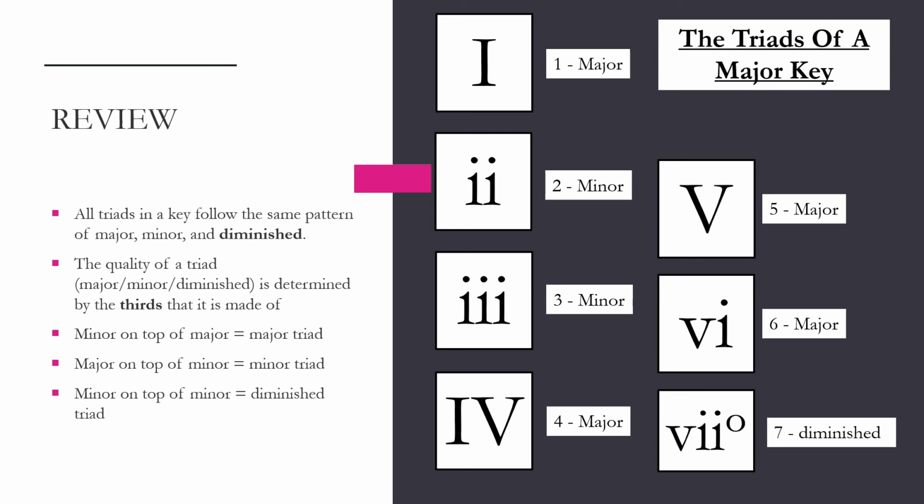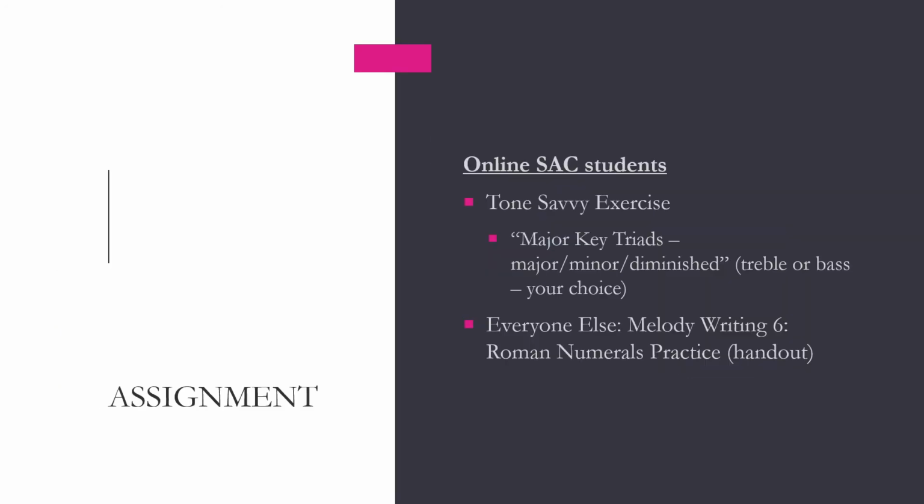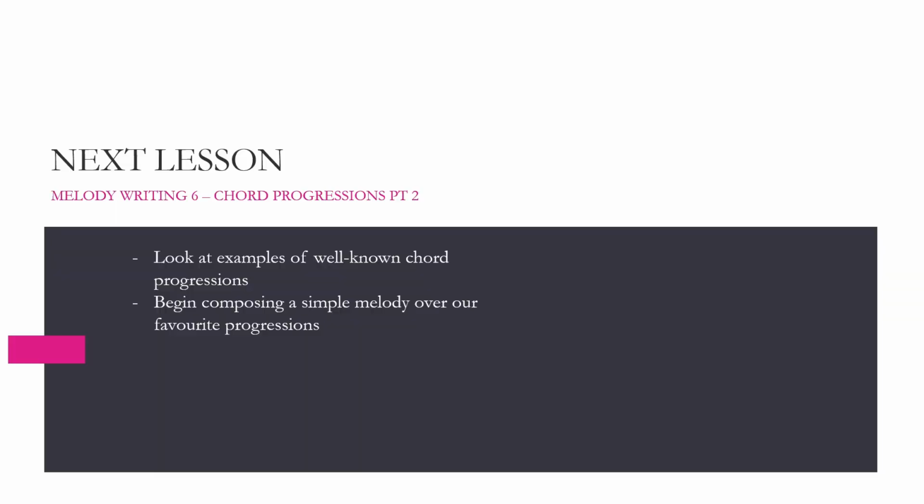So the exercise associated with this is pretty simple. There's one Tonesavvy exercise for my online students. Everybody else, you'll be doing melody writing 6, which is Roman numerals practice. It's a handout. It will not take you very long. Just like this video, it is on the short side, so you shouldn't be taking too much time to do this. Next lesson, we're actually going to look at examples of well-known chord progressions and possibly some bits of songs to go with them. And we'll begin composing a melody that goes over top of our favorite progressions.